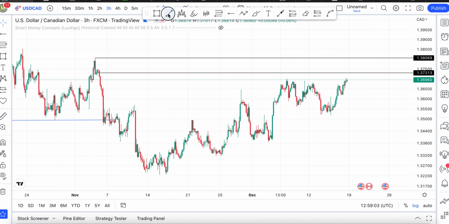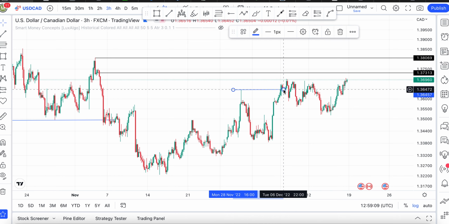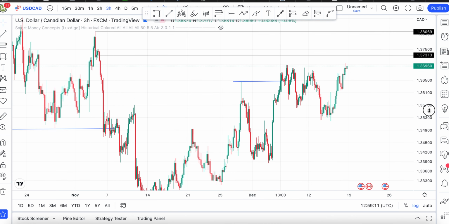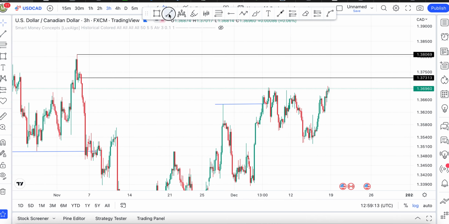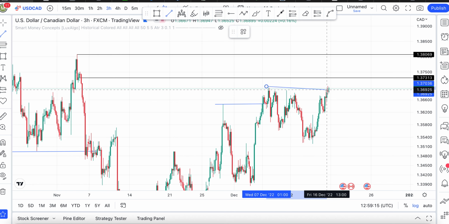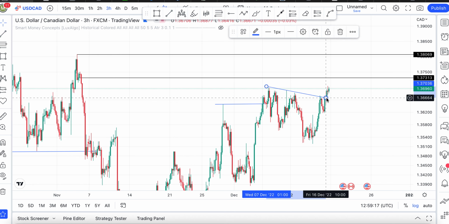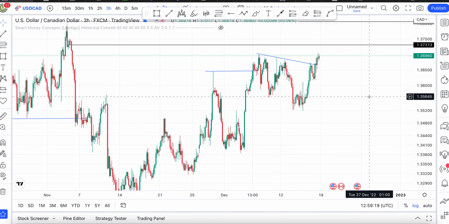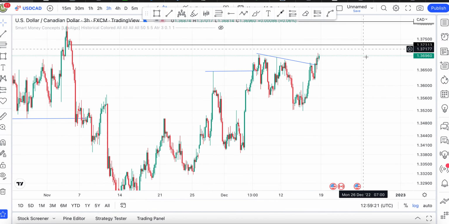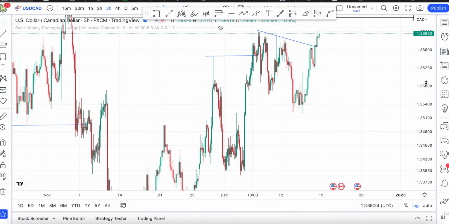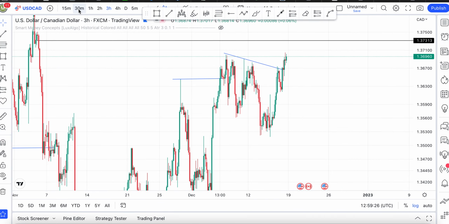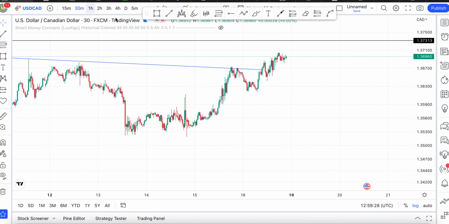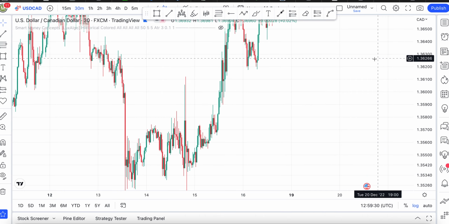So we have continuation of breaks of structure to the upside. And you see, could be like some sort of liquidity forming here, or it formed already and price is struggling to take it out. So I just want to see what will happen as of here, and I just go down to the 30-minute time frame.